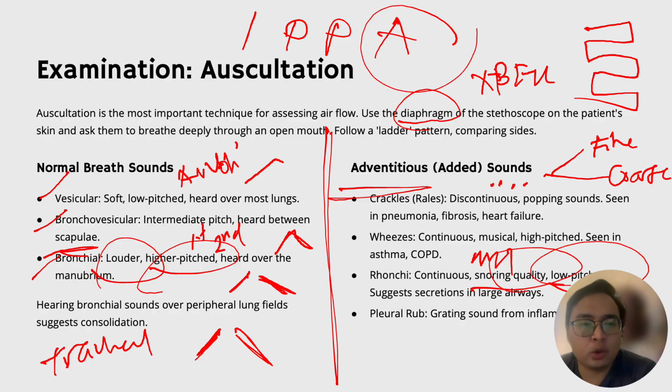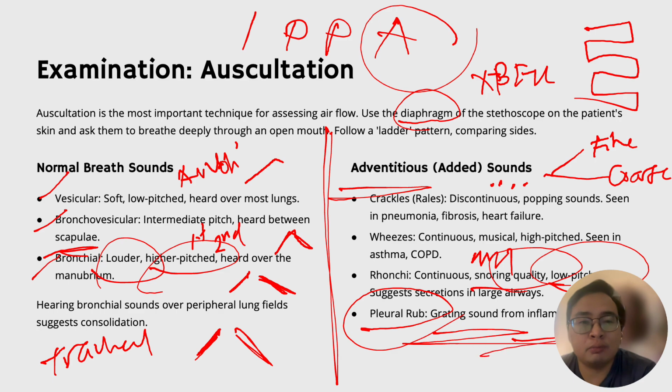Lastly, we have pleural rub. Pleural rub can be heard if there is a grating sound from inflamed pleura, for example, in pleuritis. Those are the adventitious or added sounds. The most important ones you need to recognize are the crackles or rales and wheezes.